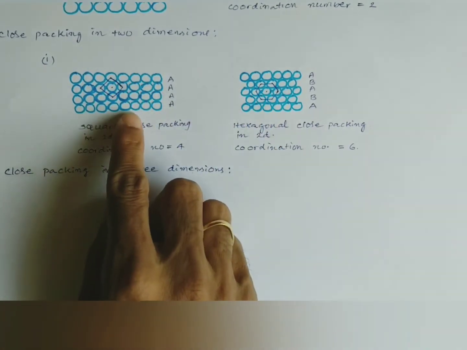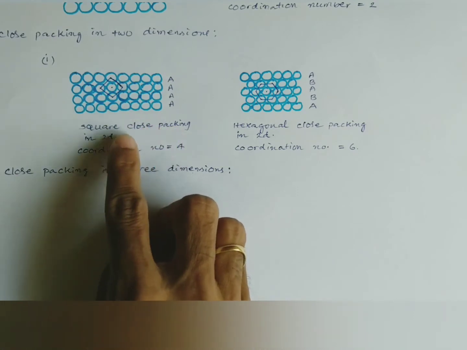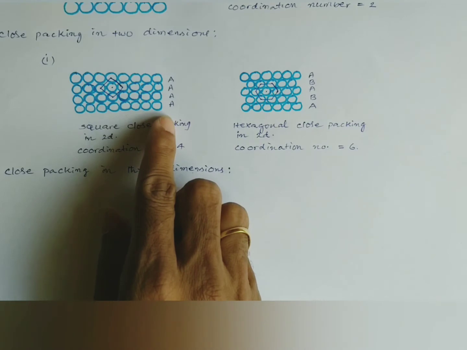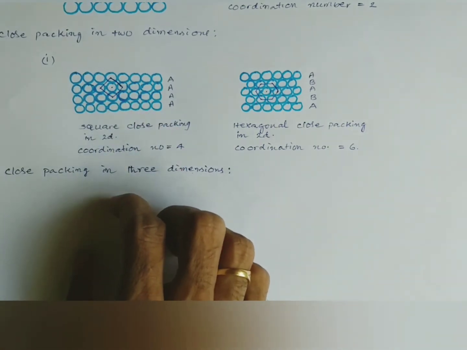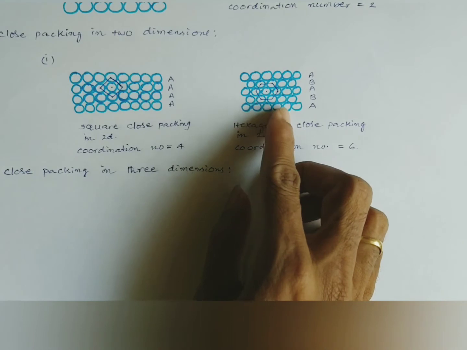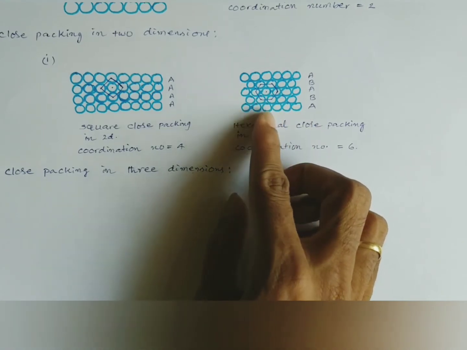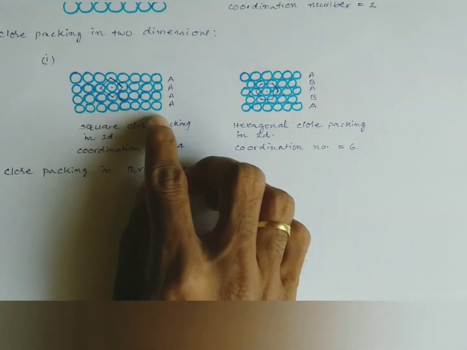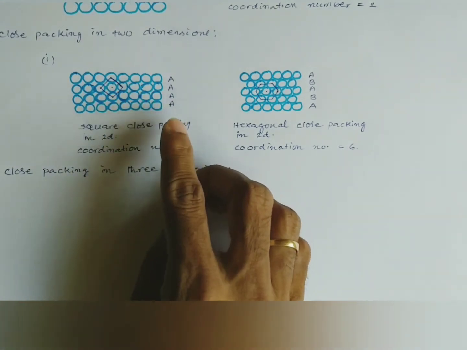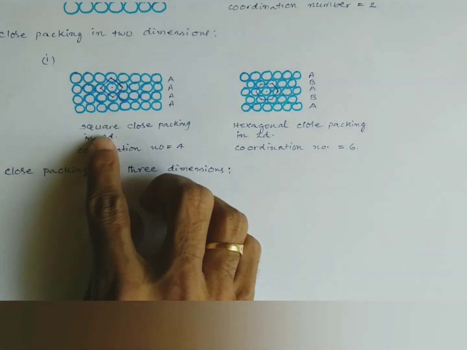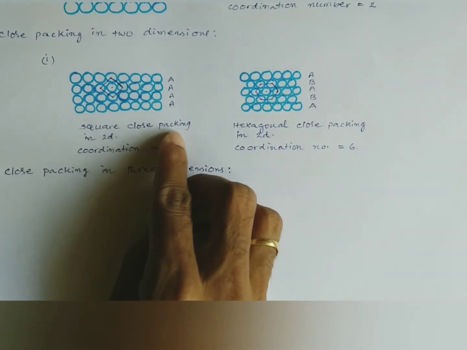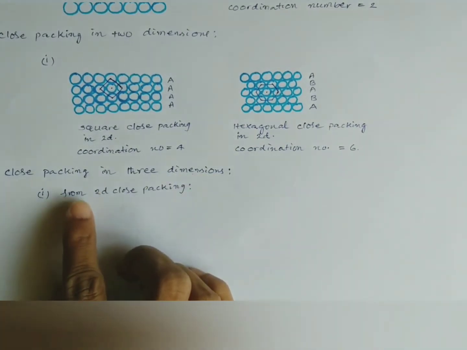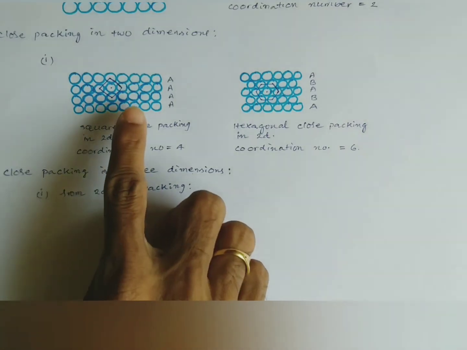So as we have understood, this is a square close packing in 2 dimension. So these layers can be laid one above the other so that you will get a 3-dimensional close packing. Similarly, these layers can be laid one above the other so that you will get a 3-dimensional close packing. So let us first start with the first way, that is 3-dimensional close packing from square close packing. So first one is close packing in 3 dimensions from 2-dimensional close packing, that is from here.